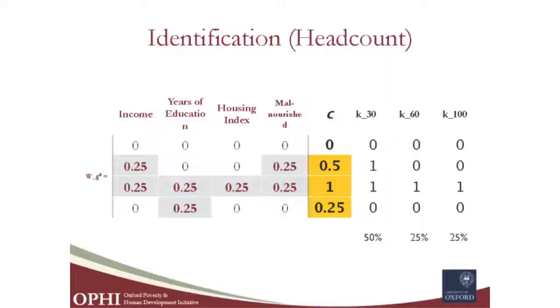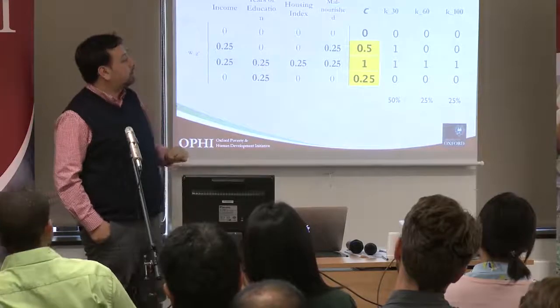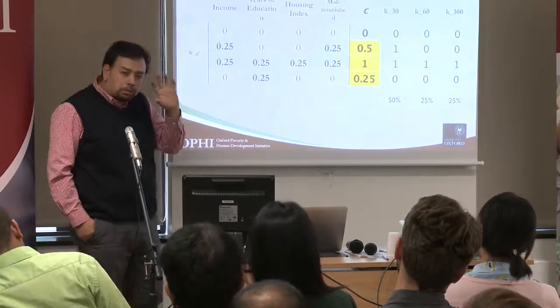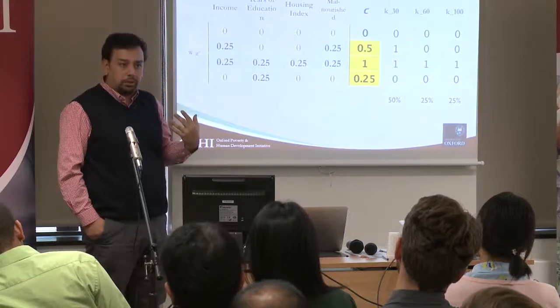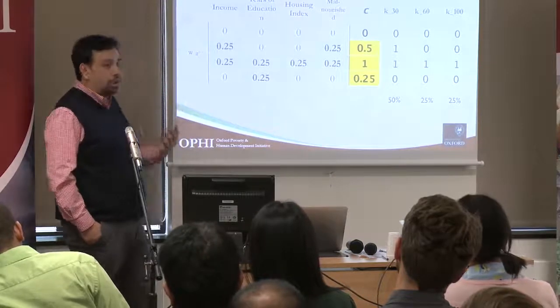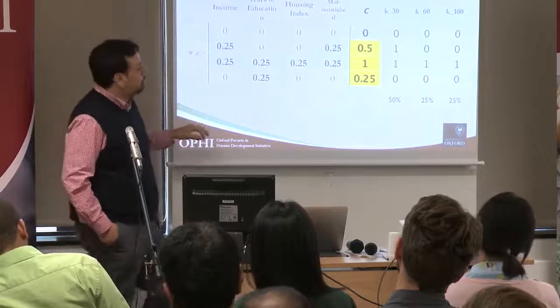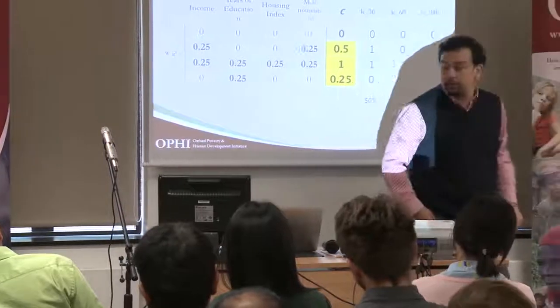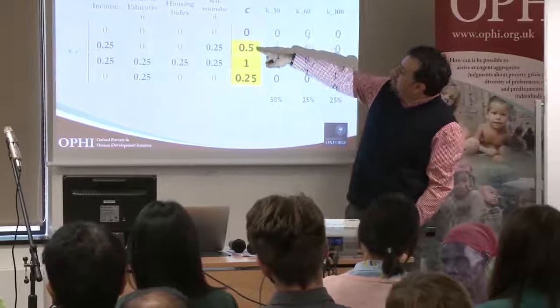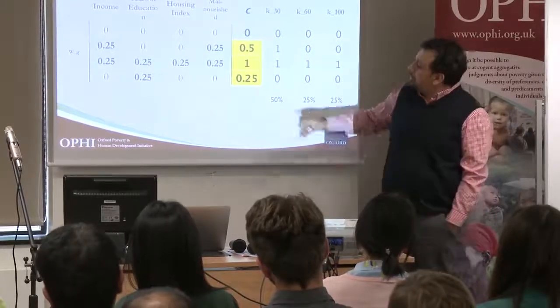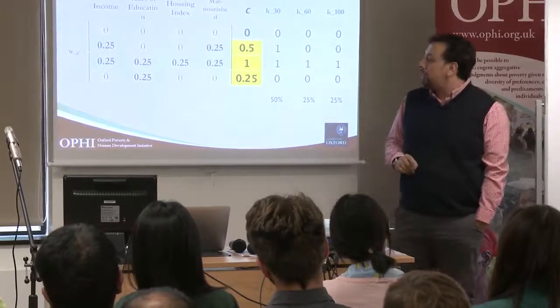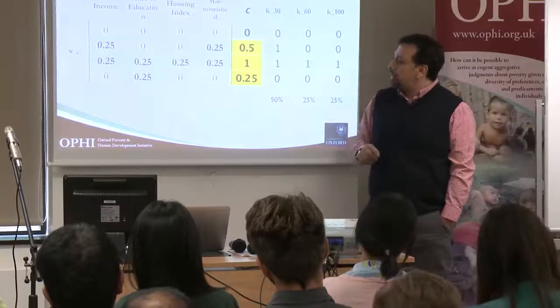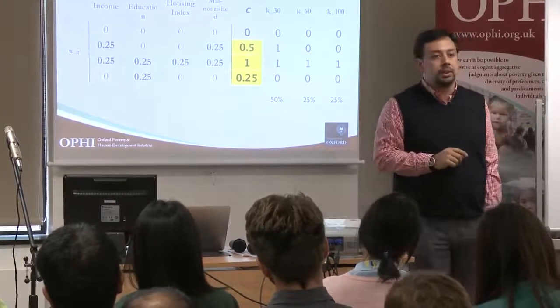Yesterday and today, what we have been trying to do is to measure each one of the aggregated measures. The first one, the headcount. Well, let's try to understand what Stata is doing. Maybe it will help us to understand what we are trying to show. This is the counting vector. So individual 2 is deprived in 50% of their dimensions. Individual 3 is deprived in 100% of their dimensions. Individual 4 is deprived in 25% of their dimensions.